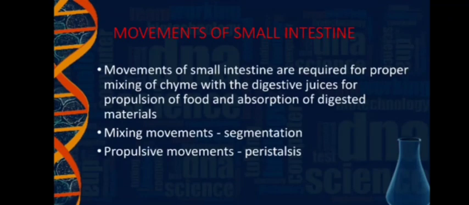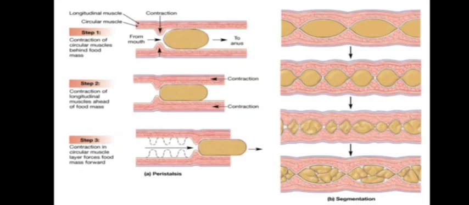Now let's discuss the movements of small intestine. Mainly we discuss the mixing movements, segmentation movement, and in propulsive movements, peristalsis. It is a small illustration of peristalsis and segmentation. In peristalsis, the chyme is propelled through the small intestine by peristaltic waves. Normally 3 to 5 hours are required for passage of chyme through the small intestine.